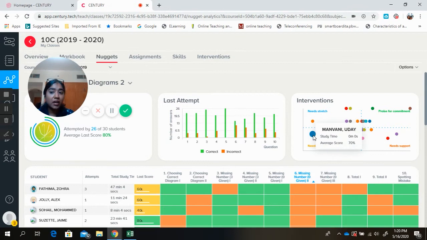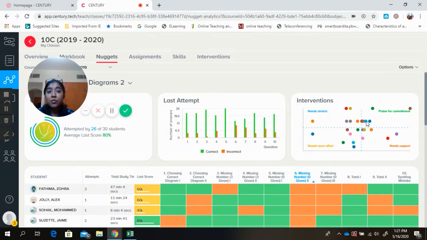Needs more effort are the ones who are spending less amount of time. They haven't done the nugget well, they haven't seen the video more, so they need more effort in watching the video and then redoing it, suggesting them to go through the video again, or you teach them and then they do it. Needs more effort as well.